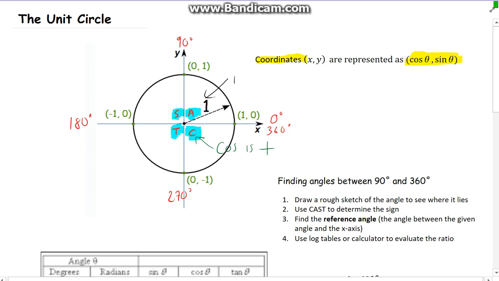In A, all are positive. So sine, cosine and tan are all positive. And this will make a bit more sense when we start doing questions on it, but I want to highlight it to you first. In S, only sine is positive. So cosine and tan aren't positive there. And then finally, you probably can tell yourself at this stage, tan is positive in T. So remember C-A-S-T.